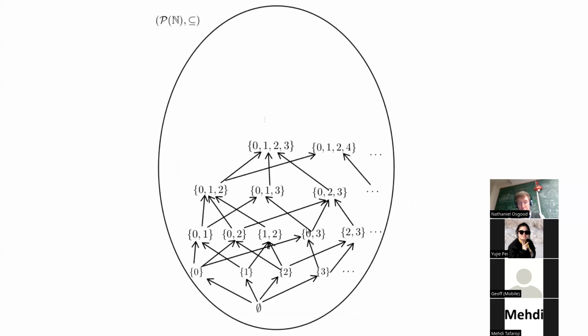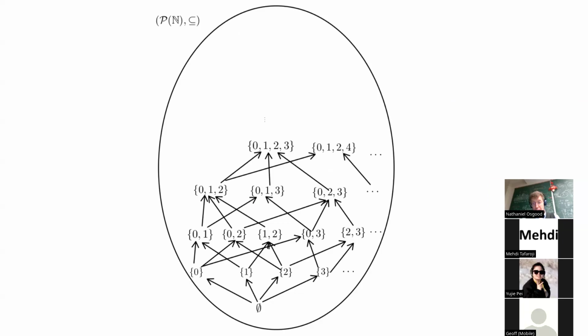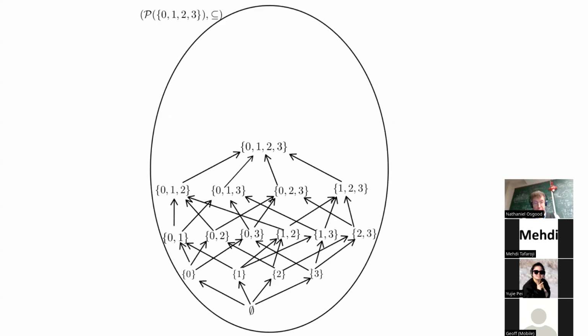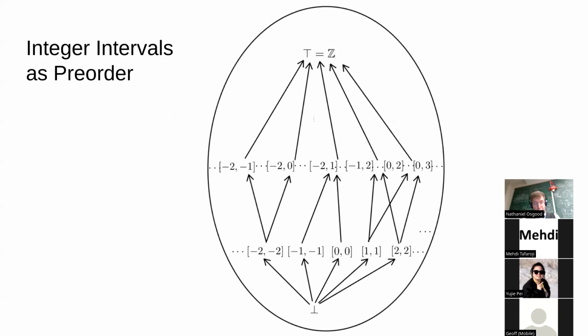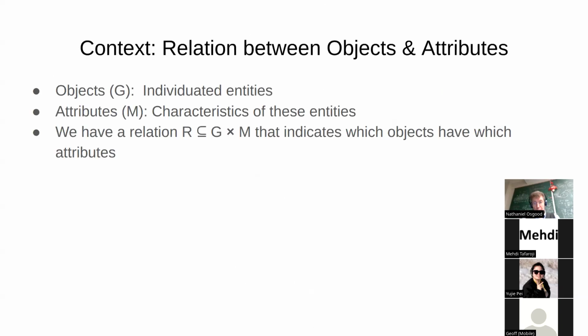And here, does anyone remember what the product is? What's the meet, in other words? Intersection is meet. Yeah, intersection is meet. And what is join? Union. Yeah, exactly. Okay.